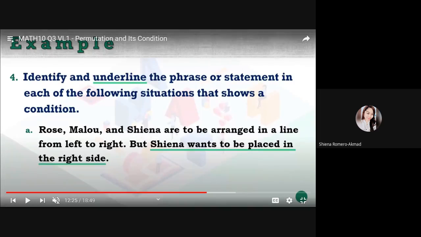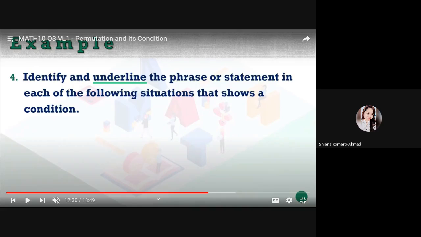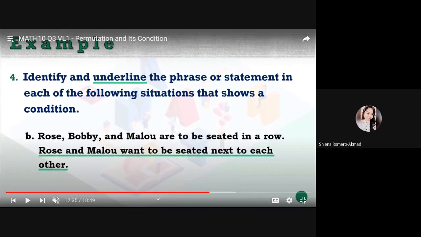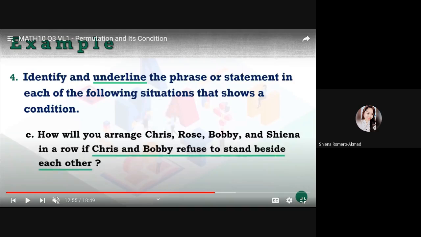So, dito sa first, balikan natin yung answer natin. Sheena wants to be placed in the right side. So, there is a certain position for that person. Letter B, Rose and Malu want to be seated next to each other. They want to be together. Yung letter C naman, they don't want to be together, or dito nga sabi nga sa phrase, Chris and Bobby refuse to stand beside each other.